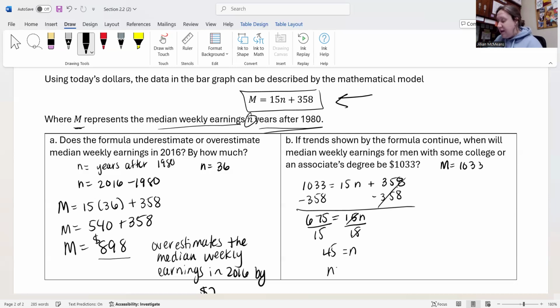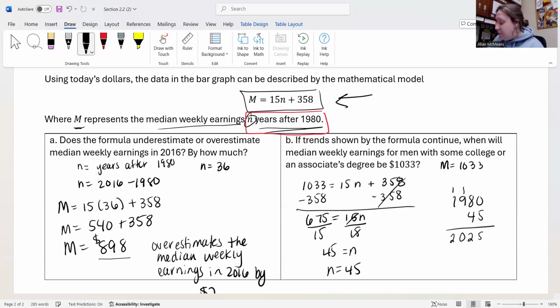Now, we have N equals 45, but what does that mean? Remember, N is the number of years after 1980. So to figure out the actual year that the weekly earnings for men would be $1,033, we have to take 1980 and we need to add N, which is 45. So 5 and 0 is 5, 8 and 4 is 12, so I keep a 2, carry a 1. 9 and 1 is 10. We keep the 0, carry the 1. 1 and 1 is 2.